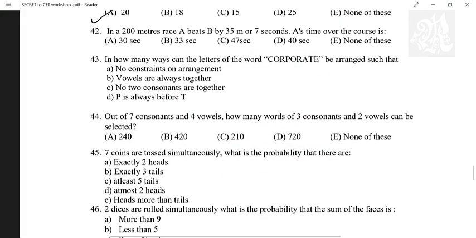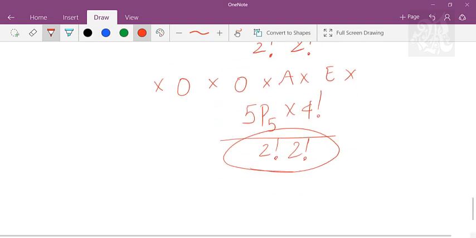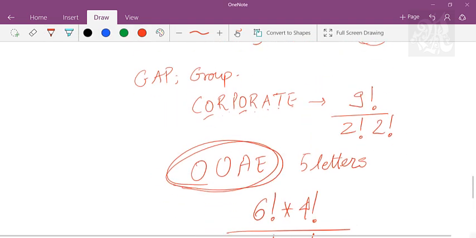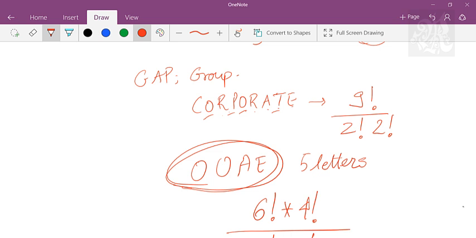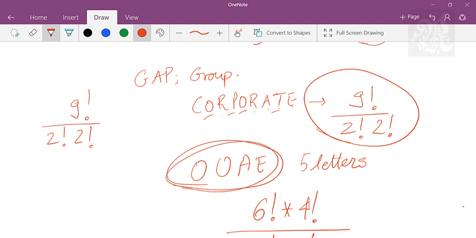Alright, going ahead, P is always before R. Now if you look at the word corporate, P is before R in the word itself, but there can be a lot of arrangements where P will go after R. So what we'll do is cancel out their internal arrangement. How we do that is, first we'll generally arrange. We'll find the number of ways to arrange as in the first question itself, 9 factorial by 2 factorial, 2 factorial.